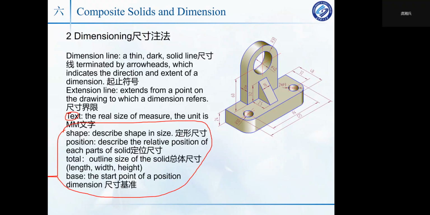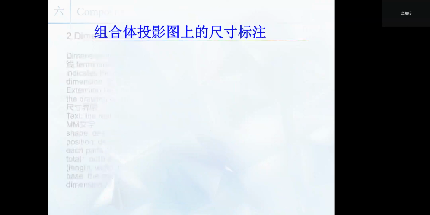So first, we can use dimensions to tell the shape, and some dimensions tell the position, and we also have the total outline size and position. Then we have one direction used as a base for the dimension direction. All the wireless dimensions use this line as the beginning. So we have shape dimension, position dimension, total dimension, and base dimension. We have four different kinds of dimension types.